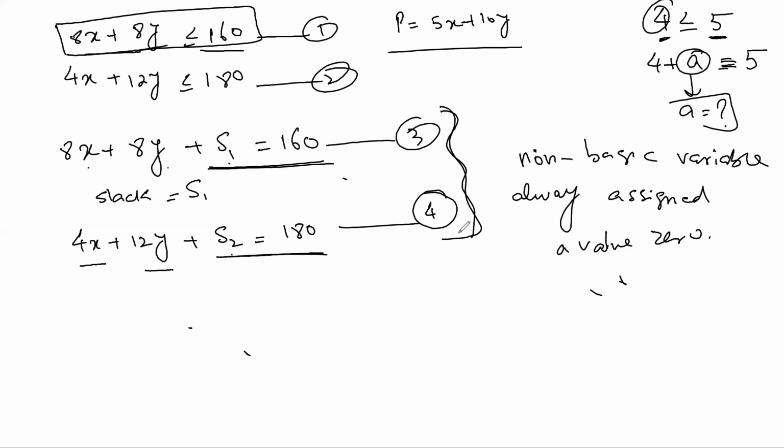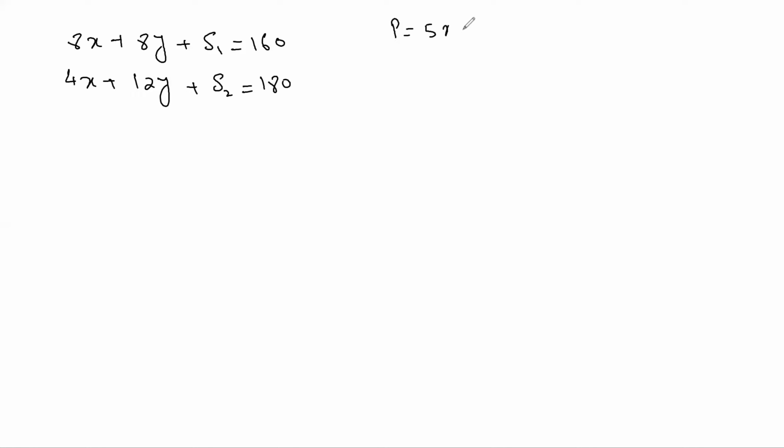Now to do so, remember that this is our constraint 8x, 8y, we have added slack, equals 160, 4x, 12y plus s2 equals 180, and our objective function was 5x plus 10y. Now bring these two things to the left side and keep p on the left side as well. It will become minus 5x minus 10y plus p equals 0.